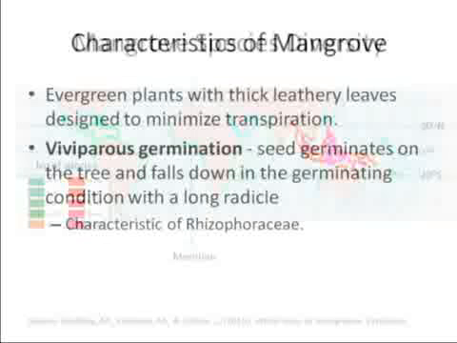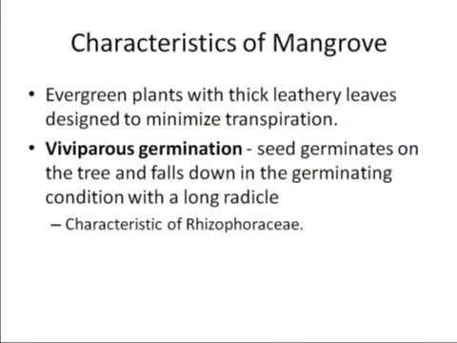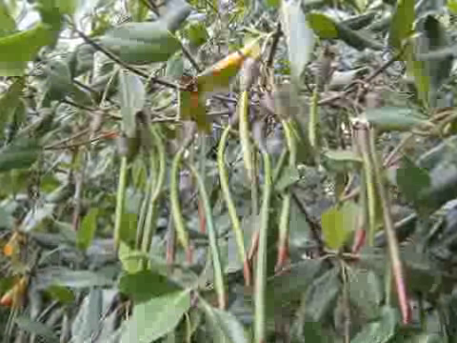Mangroves are evergreen plants with thick leathery leaves designed to minimize transpiration. Most are viviparous species where seeds germinate on the trees and fall down in a germinating condition. These are called propagules and are characteristic of Rhizophoraceae. Here are typical propagules still attached to the parent tree.